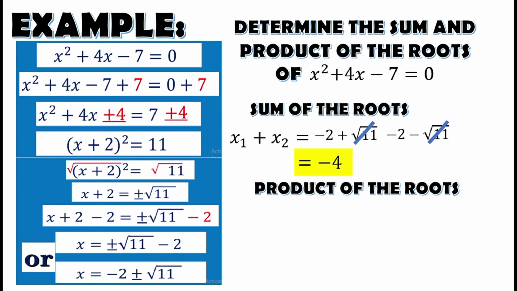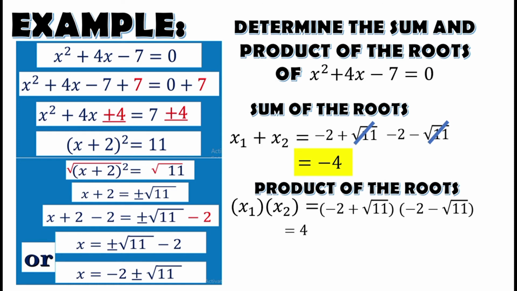On the other hand, the product of the roots would be negative 2 plus square root of 11 times negative 2 minus square root of 11. Using the FOIL method, let's simplify. First, multiply the first terms. Negative 2 times negative 2 is positive 4. Negative 2 times negative square root of 11 is positive 2 square root of 11. Square root of 11 times negative 2, we have negative 2 square root of 11. And multiplying positive square root of 11 times negative square root of 11 is negative 11. Here, 2 square root of 11 and negative 2 square root of 11 can be cancelled out because they are the same but differ in sign. Let's simplify. 4 minus 11, the result is negative 7. Here, the product of the roots would be negative 7.